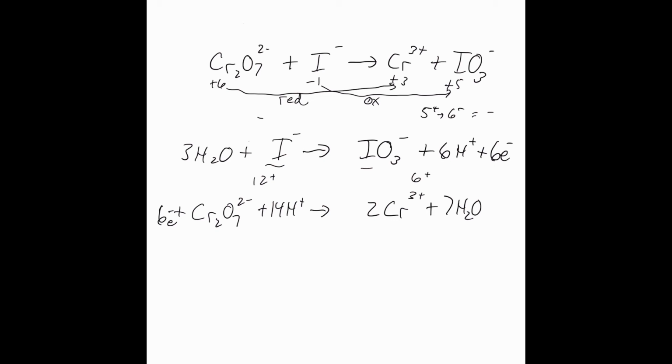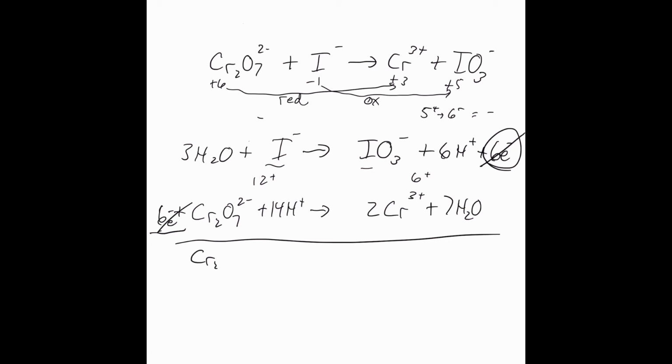Now the next thing to check is, are the electrons the same? It's important to know, if your electrons are on the same side of the equation, you've got something wrong. But we've got 6 electrons on this side, and 6 electrons here, so we don't have to multiply either one of them by anything. We can just add this together and cancel everything that ends up on both sides. So the 6 electrons go away.